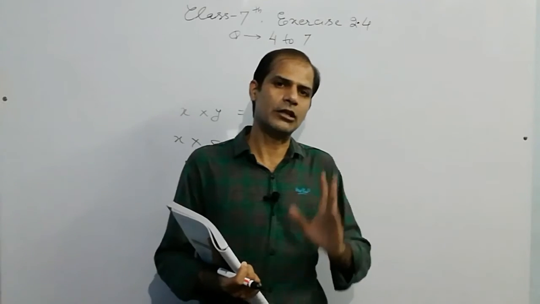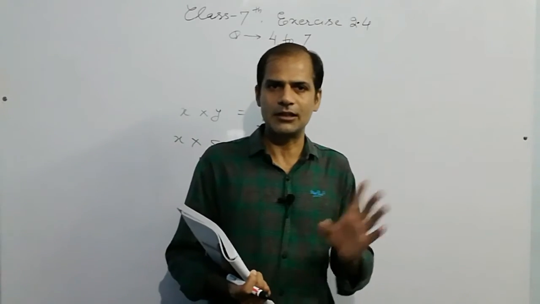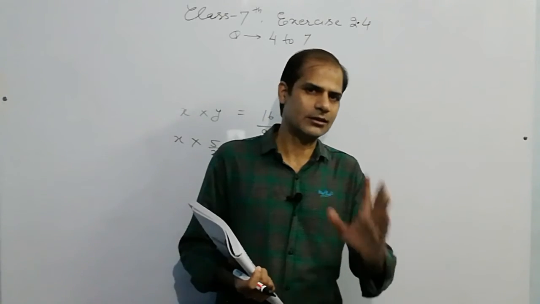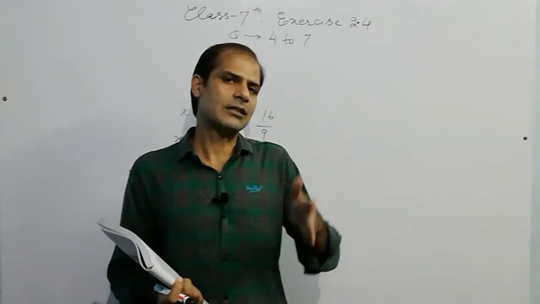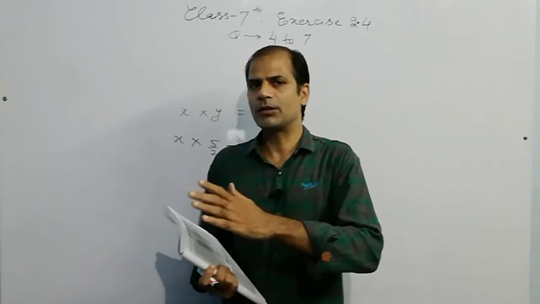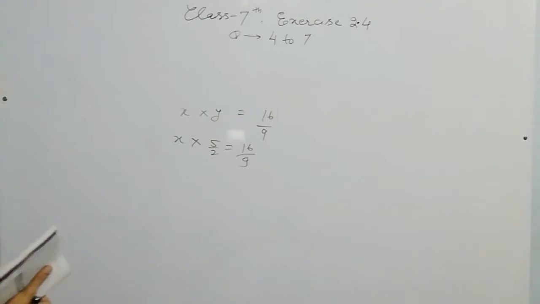So numerator और denominator को हम cancel कर सकते हैं. Remember, numerator से numerator कभी भी cancel नहीं होता. Similarly, denominator से denominator कभी भी cancel नहीं होता. It means numerator के साथ numerators multiply होते हैं, denominator के साथ denominators multiply होते हैं. So I am going to solve this question.